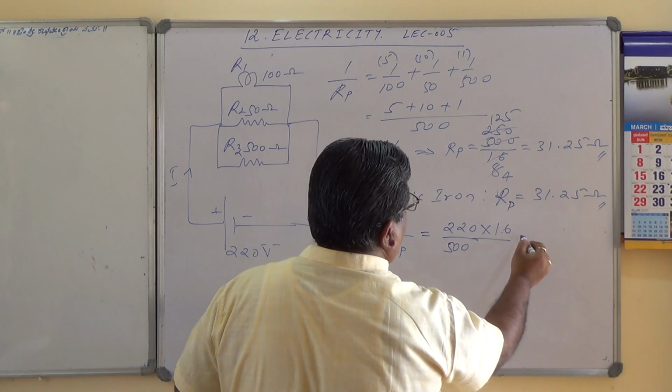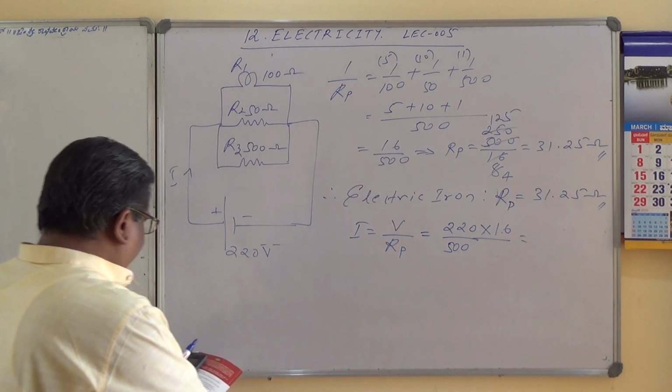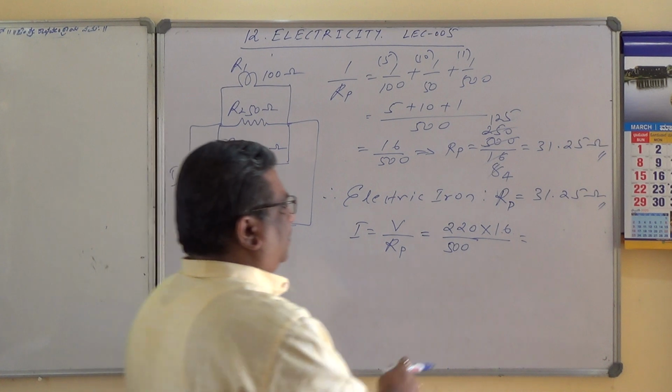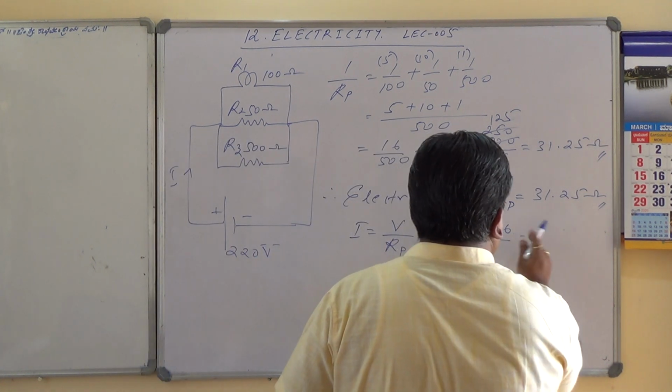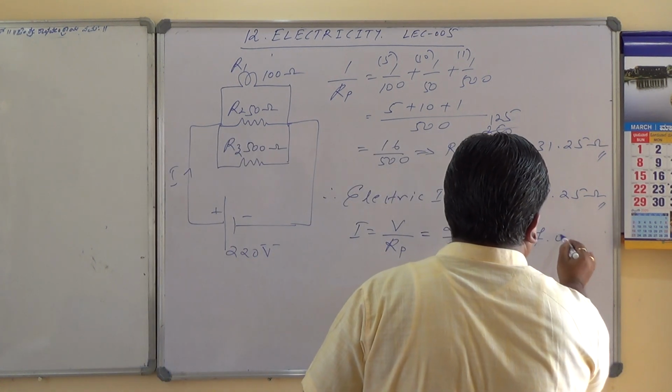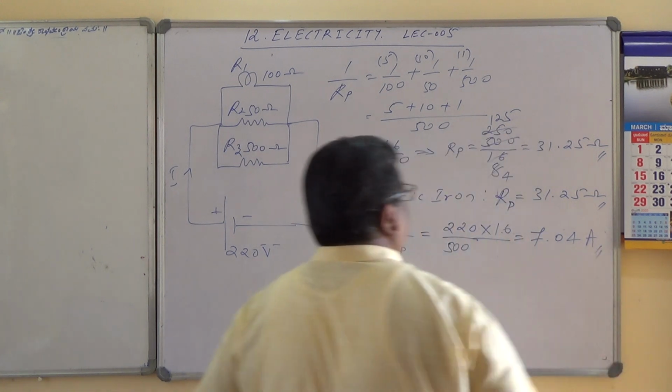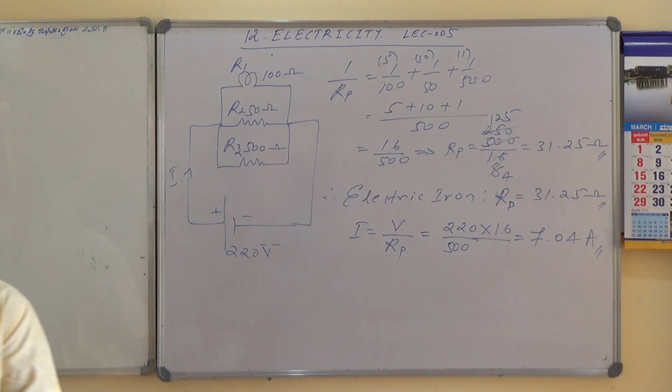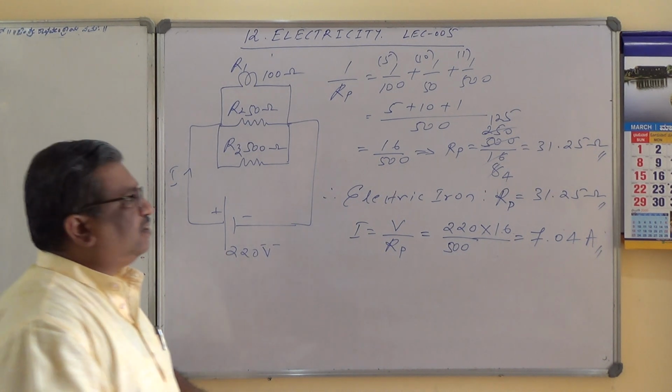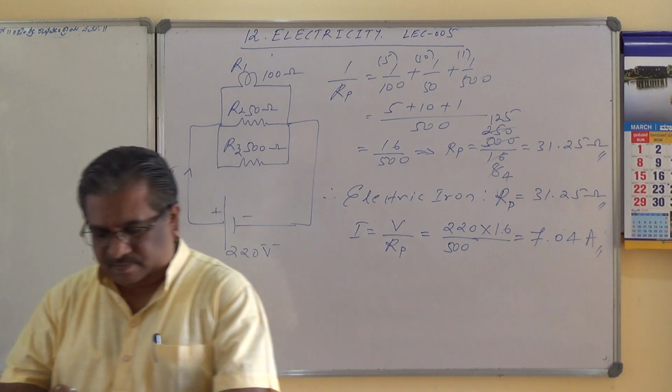Now you can work it out, which will be around 7.04 amps you will get. This will be 7.04 amps. It is correct. Let me check once again. It is correct. Can we go to the next question?